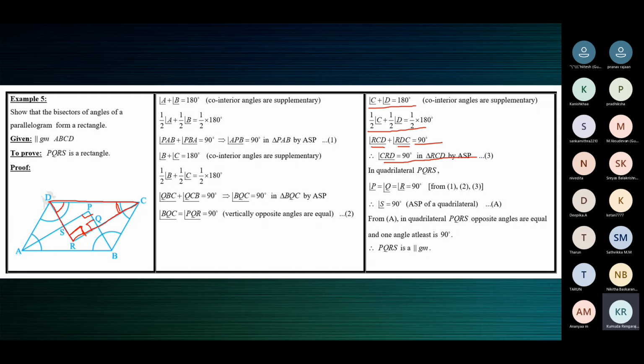You can repeat this procedure and find S is 90. You can find this is 90 degrees. So vertically opposite angle, this is 90. You can repeat this procedure.